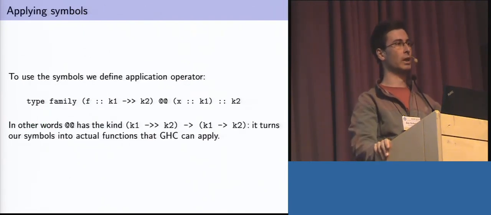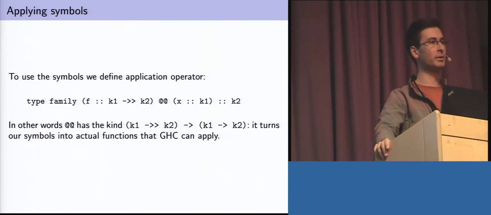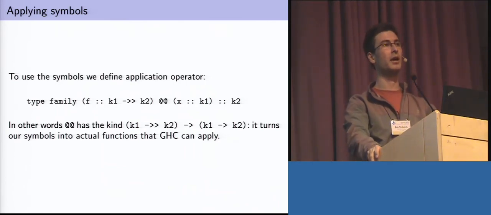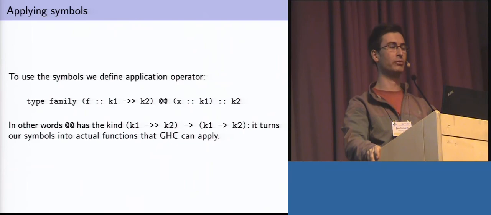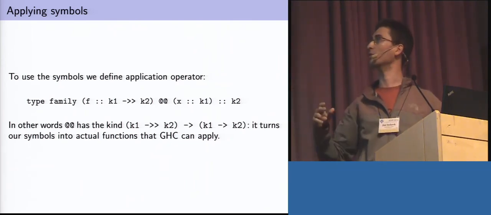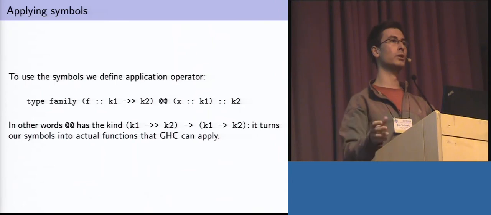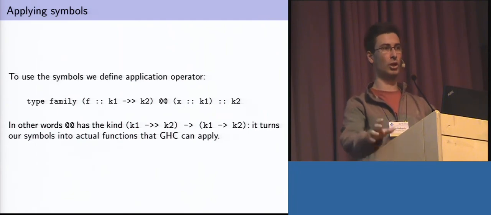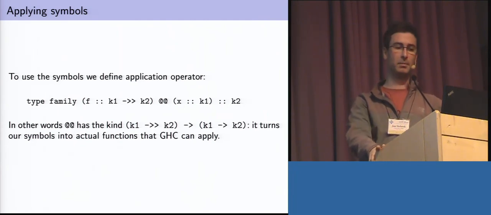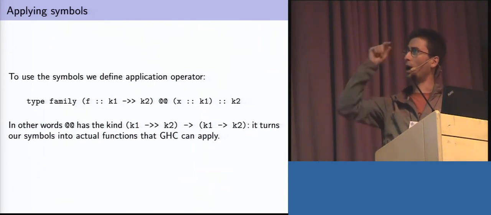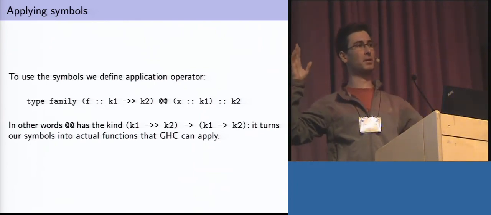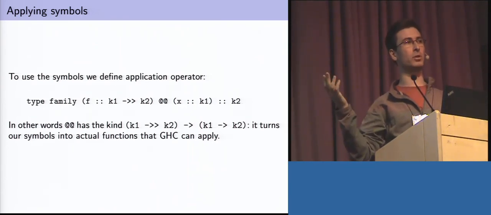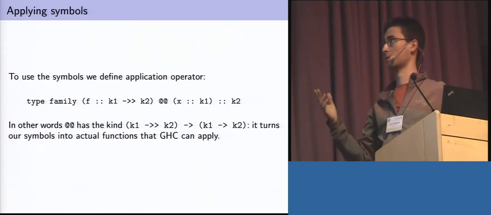So what's the exact nature of the apply operator? We declare it to be an open type family, which takes two arguments. It takes a symbol of kind k1 double arrow k2 and an argument of kind k1, and it obviously returns a result of kind k2. In other words, we can view this type family as a function that takes symbols and turns them into functions that GHC can actually apply. Okay, so this is the functionalization: turning functions into symbols and then creating a function which interprets the symbols, that is, allows us to apply the symbols to arguments.